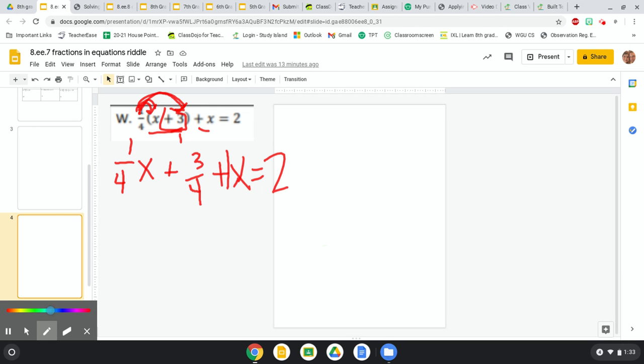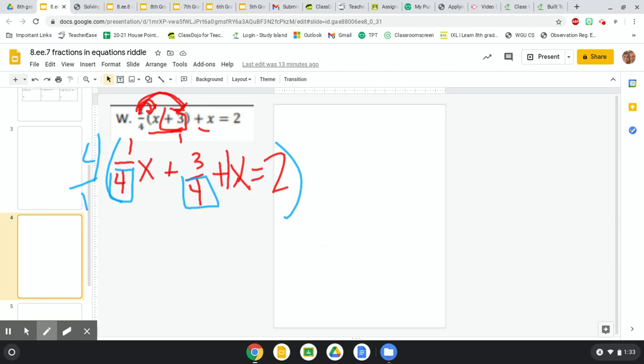All right, so let's see here. The only denominator I have in any fraction in my equation is a 4. Well, 4 is going to be my common denominator. I don't need to go up any higher. I don't need to go up to 8. I don't need to go up to 12. 4 is just fine. So I'm going to multiply this entire equation by 4, and I can put that over 1.